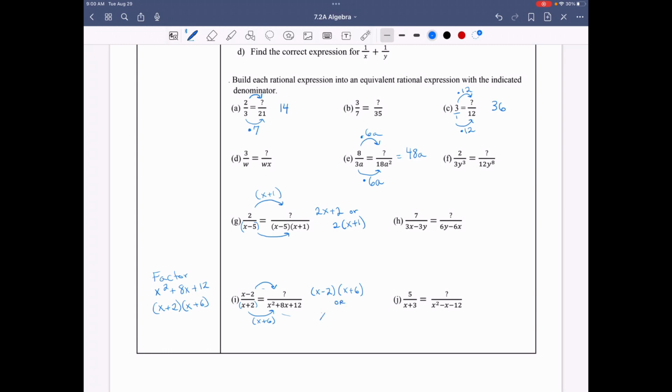So that if we distribute it, we would get x squared, we would get 6x and minus 2x, which combine to be 4x minus 12. And that would be the numerator. All right. Why don't you take a moment and do J in your groups?